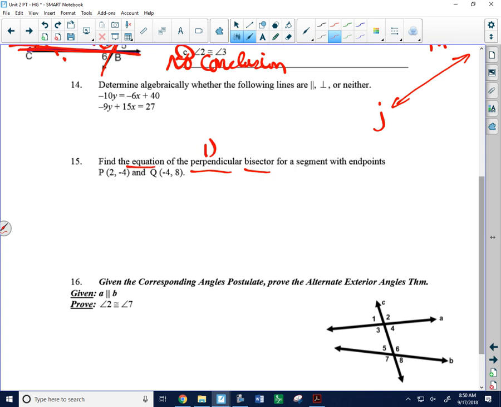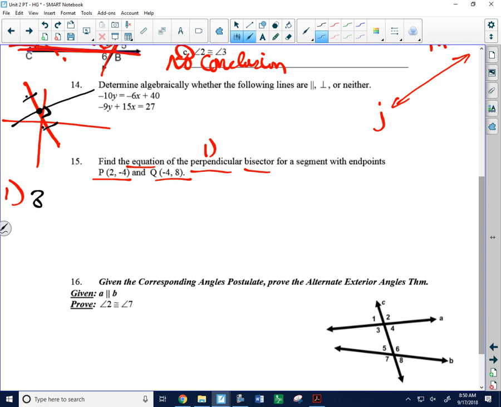So I always just do the perpendicular first. So here's 2 points, (2, -4) and (-4, 8), it's like this. And they want us to find the line that makes right angles and is also bisecting. So it makes congruent segments.